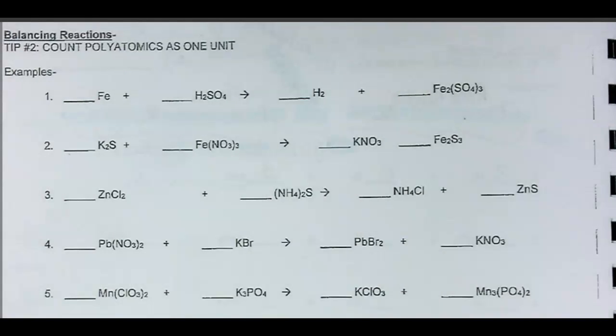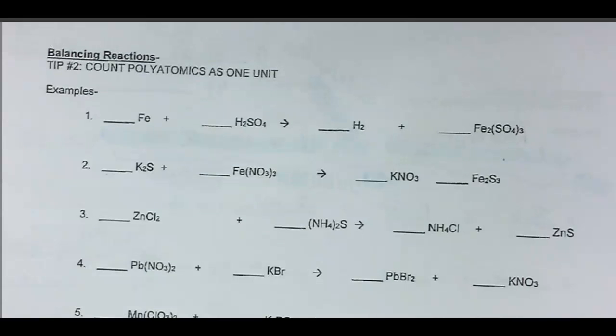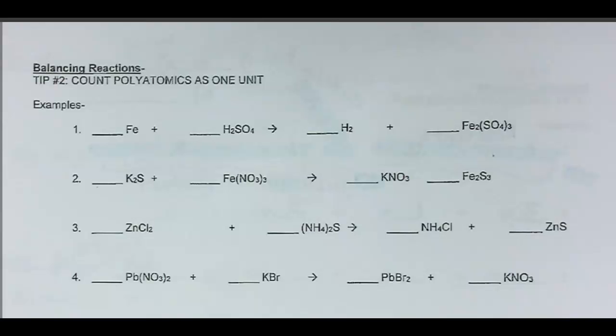Well, guys, we're going to get started on more balancing equations. The ones that we're going to talk about today are on page 83 in your book if you're using the green book. If not, I'm not sure what page they will be on. But we're talking about balancing equations in which we want to count the polyatomic as one unit. In other words, we're not going to break our polyatomic apart.